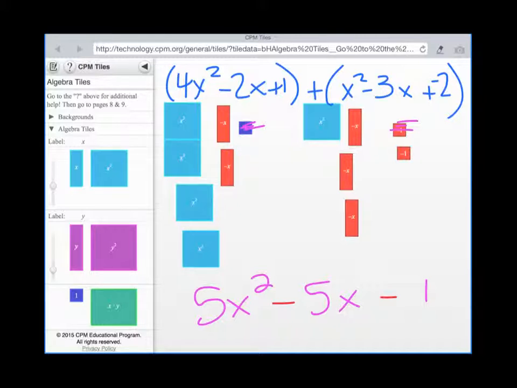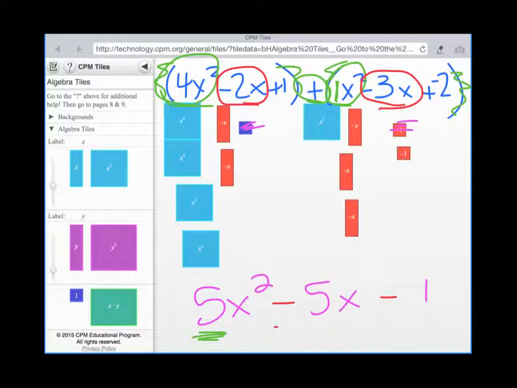So if I didn't have the tiles or you don't feel like going to this website, check it out. This plus in the middle, I don't really need the parentheses because there's nothing for me to do inside them. It's addition, so it's all good. But if I go through, I can circle my x squareds, and they're both positive. So 4 plus 1 is 5. That's where I got this. And then negative 2 plus negative 3 is negative 5.